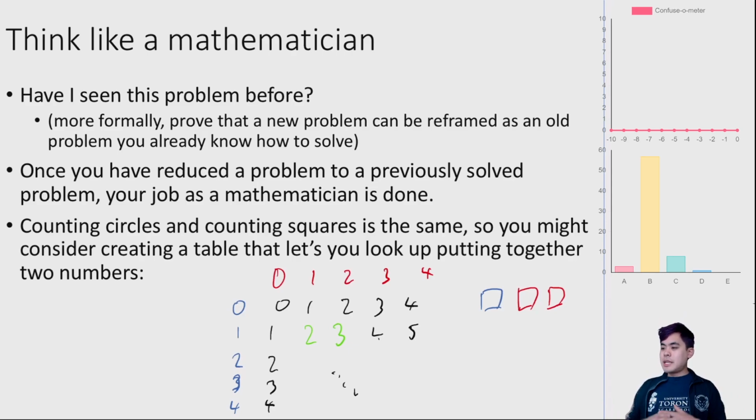And that's one of the things that mathematicians care about: we figure out that these two problems are actually the same, and then we write these things down. So once you've solved one problem, once you've counted circles, you don't have to repeat the entire process and figure out how to count squares again. Once you've reduced a problem to a previously solved problem, your job as a mathematician is done.